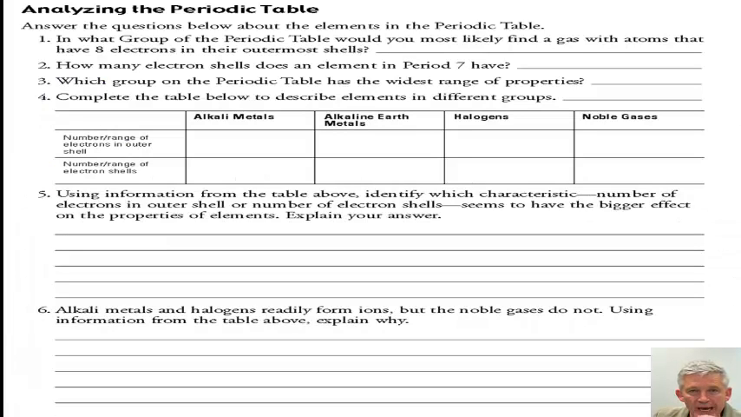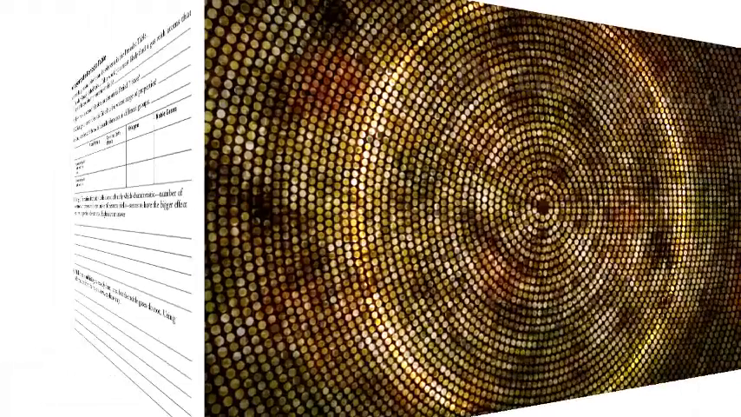Same thing with this one, analyzing the periodic table. I would leave this one to last because until you've done study guides 6.1, 6.2, and 6.3, you probably will take too long on this, right? So don't start off with this one. This might be the culmination. And then we have this wonderful thing called a Chapter 6 test.